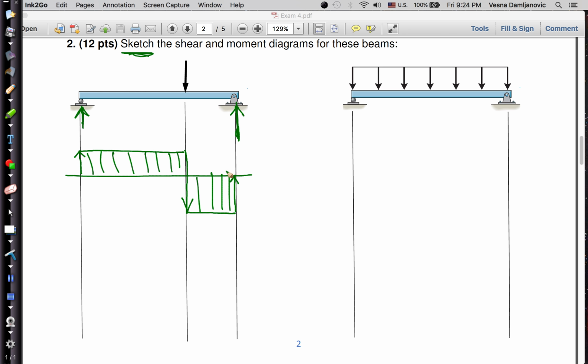Okay, and so that's it. The arrows need to be here. This is your X, and that's the end of it.